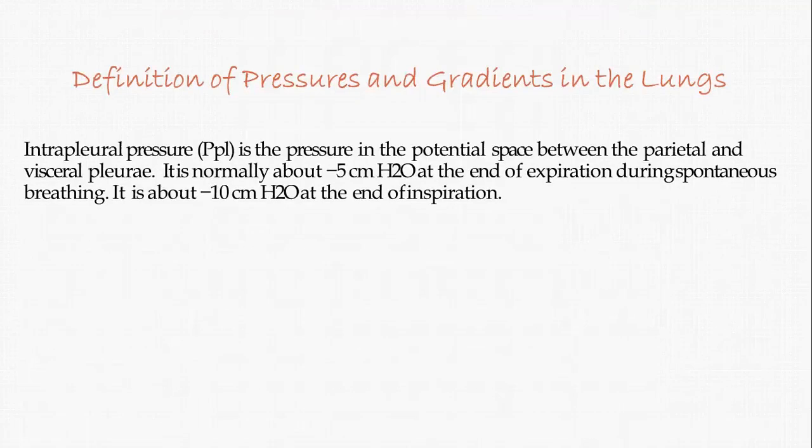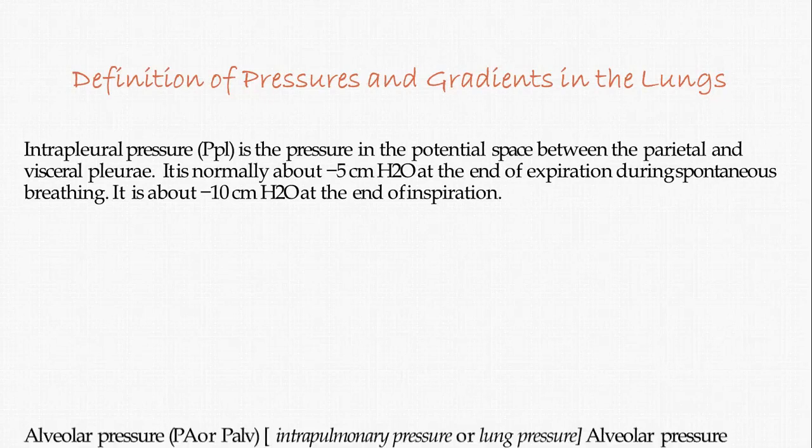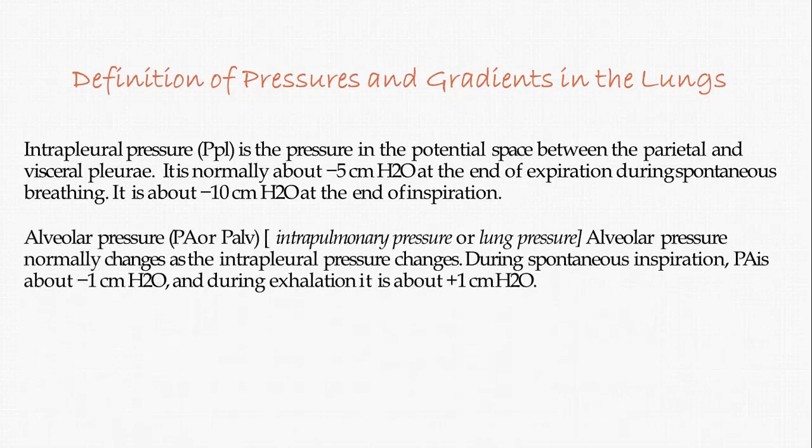Now, these pressures we are going to see in detail. First is intrapleural pressure, which is the pressure in the potential space between the parietal and the visceral pleura. It is normally about -5 centimeters of water at the end of expiration, and at the end of inspiration, it becomes more negative, that is -10 centimeters of water. In Guyton, these values are given in millimeters of mercury.